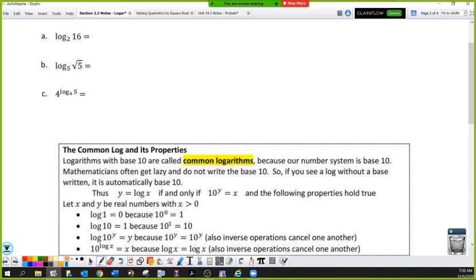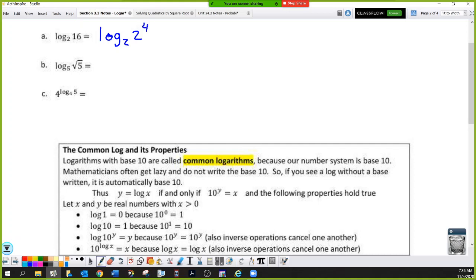So what we would do is we would write this as log base 2 of... wait, am I recording yet? Let me make sure I'm recording. That way I'm not wasting my time. Yes, it's recording. Okay, good.